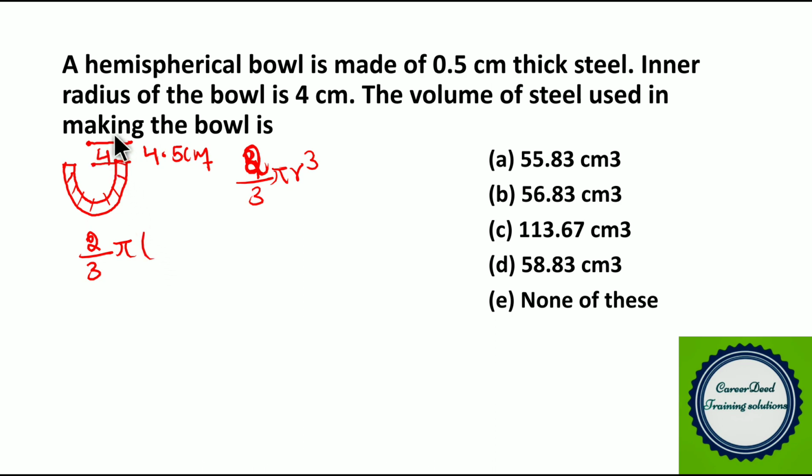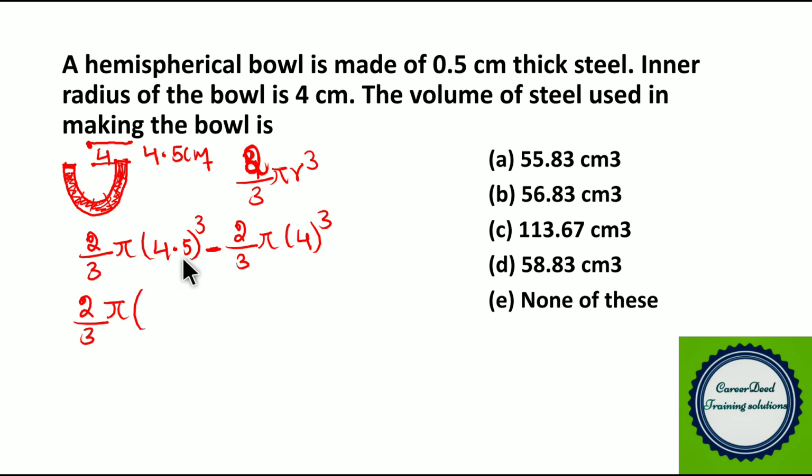Now when you consider this outer radius, from middle to this outer radius, it is 4.5 centimeter. So instead of radius you can write it as 4.5 centimeter cube, and the inner radius is 4, so 2 by 3 pi 4 cube. Now actually you need only this part, only this volume. So subtract the outer radius minus inner radius, you will get exactly the material, the volume of this part. So when we subtract, you can take this 2 by 3 pi outside.